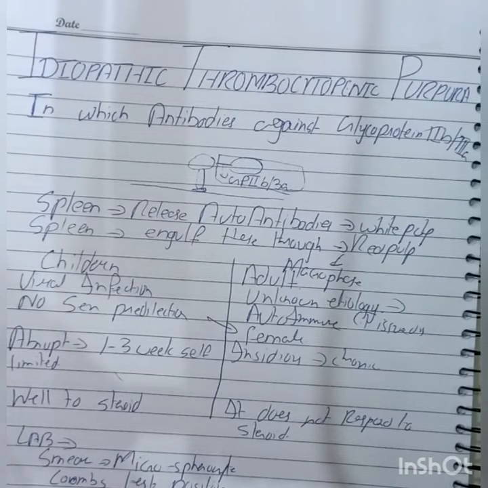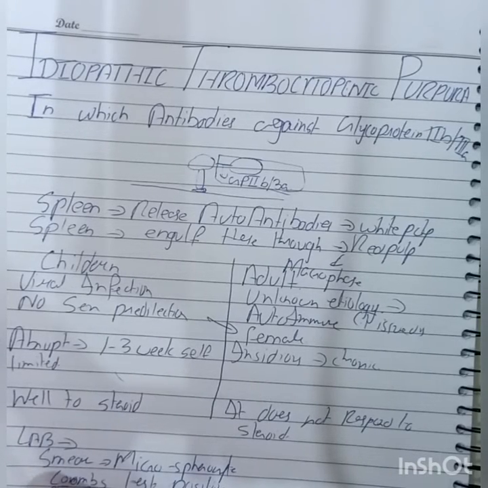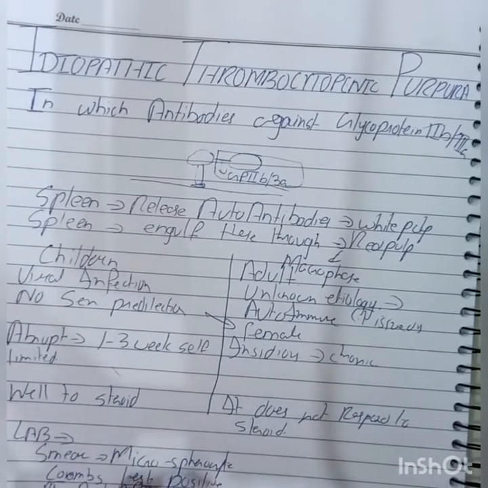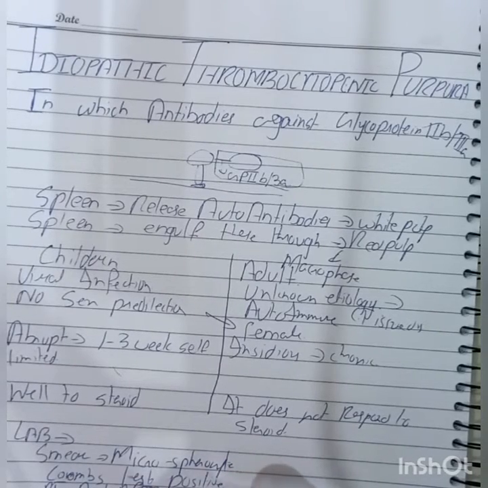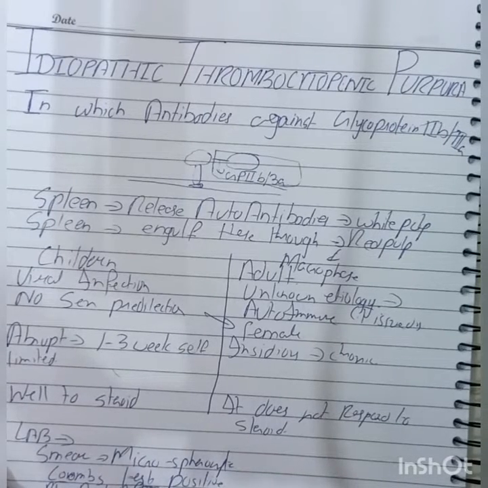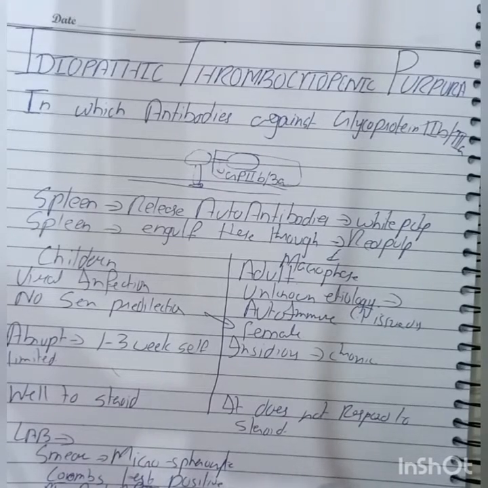And when we see the PT and APTT, what do the PT and APTT give us? They give us the coagulation function. So the coagulation function is normal. There is no defect in the coagulation factors or vitamin K associated factors, and the liver is also normal. So PT and APTT will be completely normal.